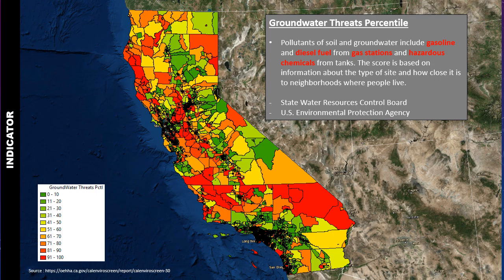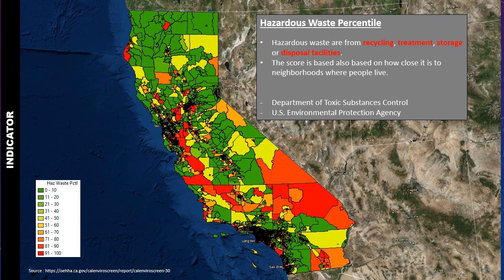The next indicator is groundwater threats. The threats are the pollutants from the underground fuel tank at a gas station or transportation facility. The next indicator is hazardous waste. The pollutants are from recycling, treatment, storage, and disposal facilities. The score is calculated based on how close it is to the neighborhood.